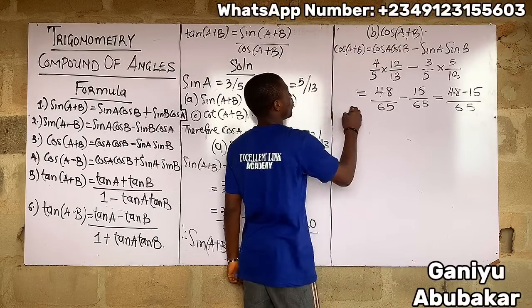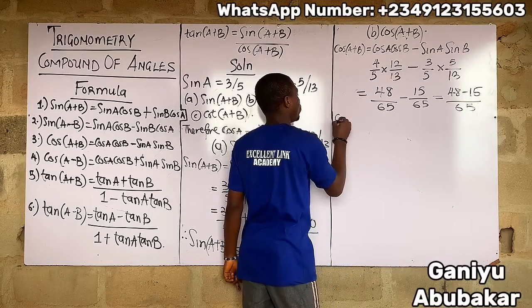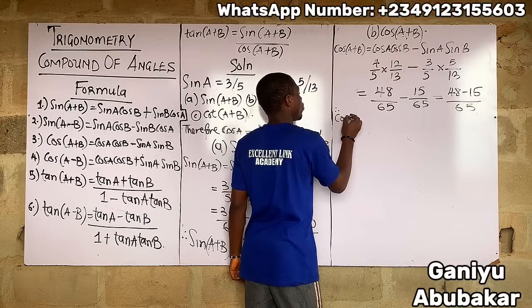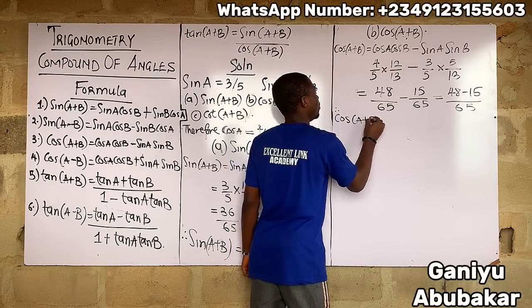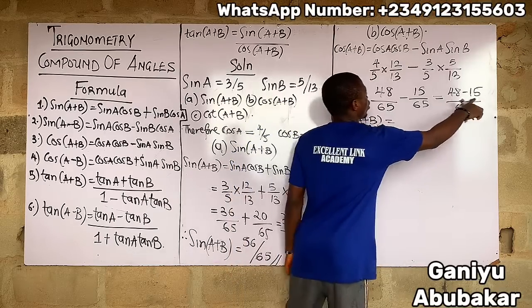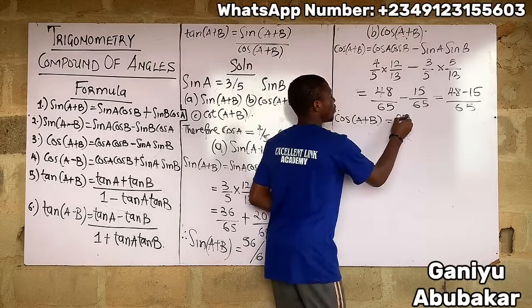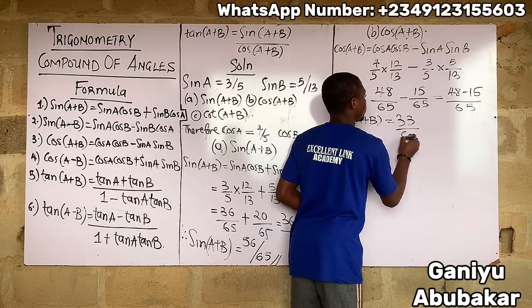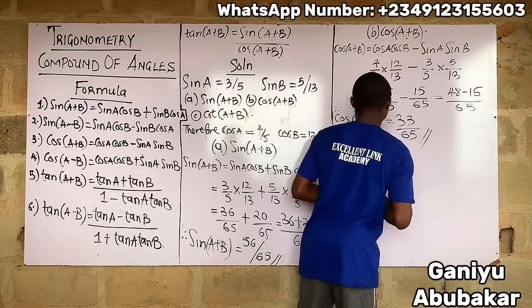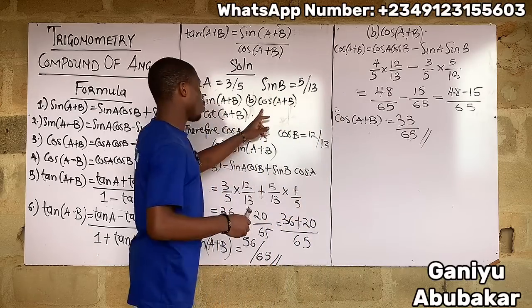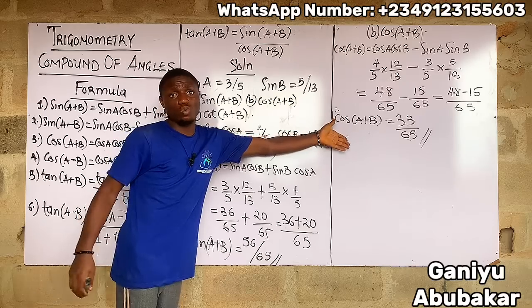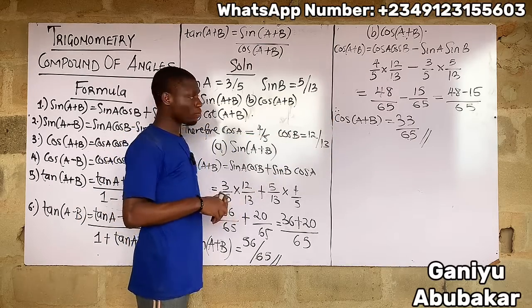What do I get? So therefore, cos A plus B is equal to what? 33 over 65. So I've gotten the value for cos A plus B as being equal to this one here.